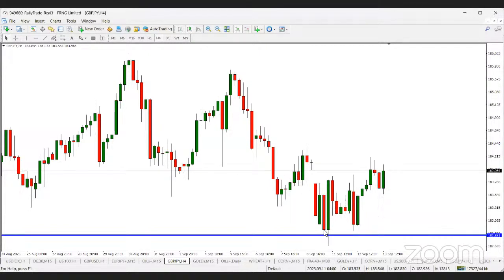And what does that mean? If I know that the trend is going to change to an upward trend, I'm going to be taking buy trades from support zones. This is just a recap. You understand?